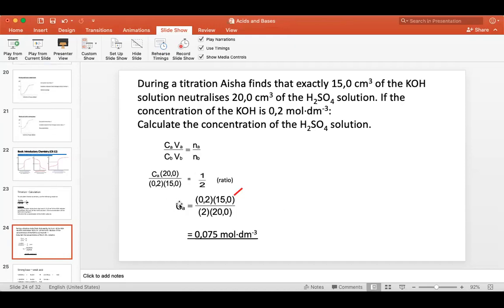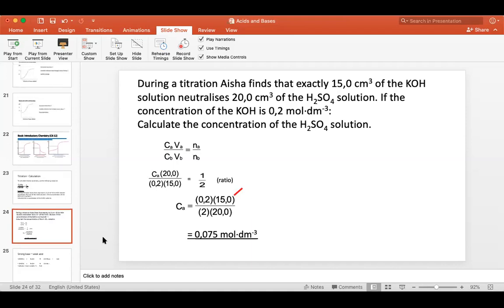Then if you want to work out CA, we take everything onto the other side. We cross multiply: 0.2 times 15 goes on the top, and CA times 20, you divide by 20 on both sides, so it becomes 2 multiplied by 20, and you get 0.075 moles per dm cube as the concentration of the acid. So write this down carefully.